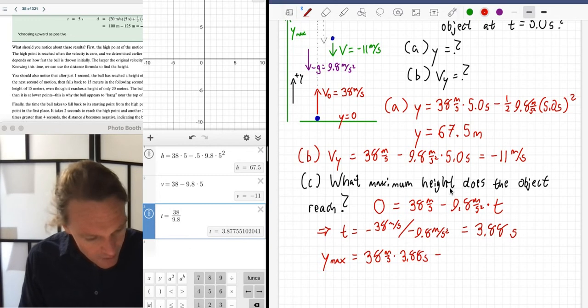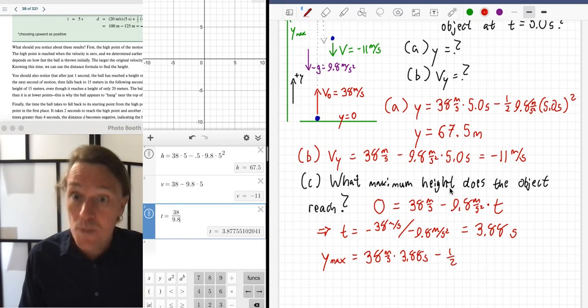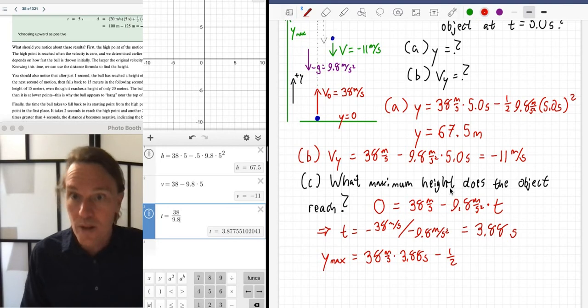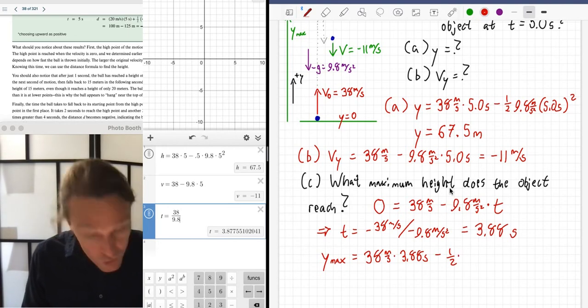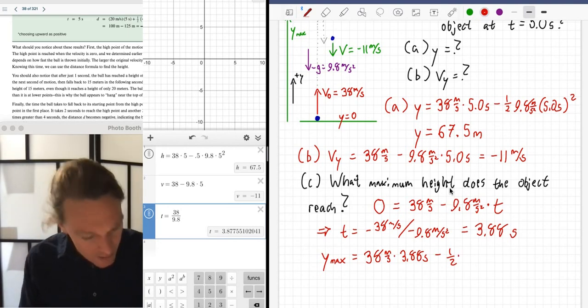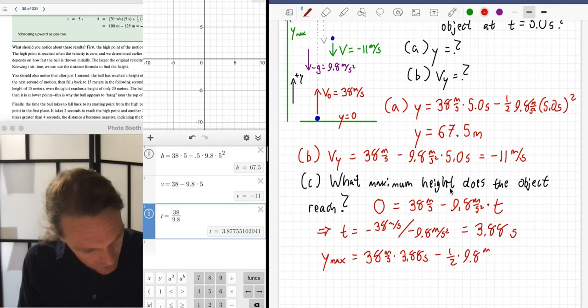If you plug it in rounded, that's okay, but it can affect your values because you're essentially then going to get an answer that continues to get more different the more times you plug in rounded values. So you don't want to do that if you can avoid it, and using a program like Desmos makes it easy to avoid. So 9.8 meters per second squared, and then multiplied by that 3.88. Don't forget to square it.